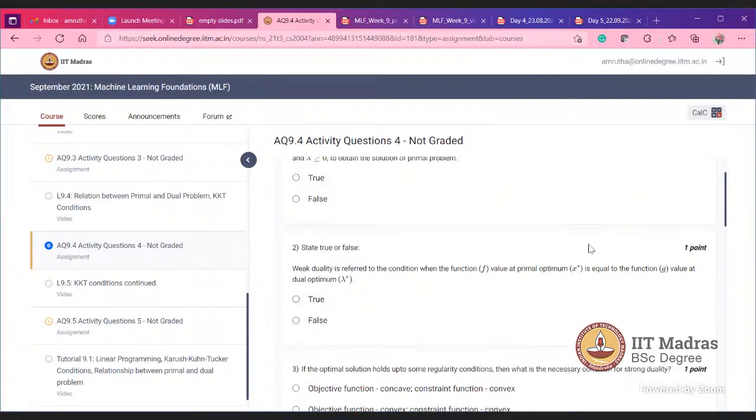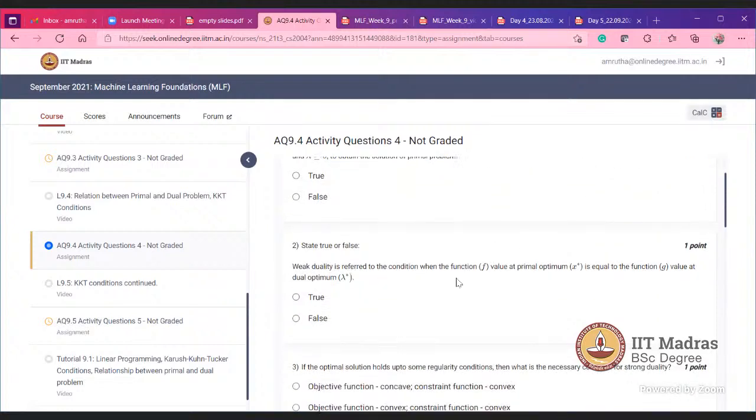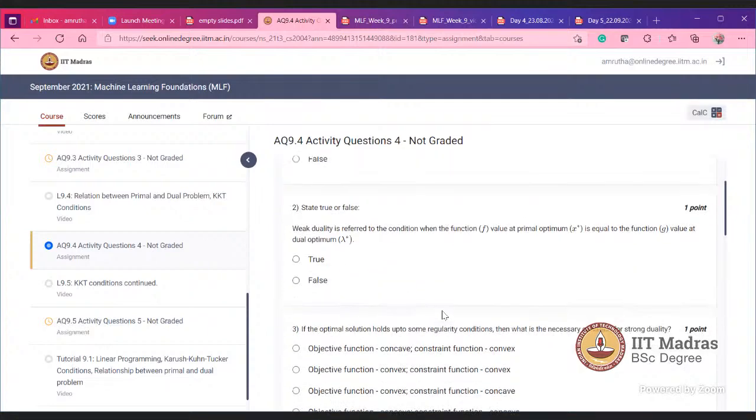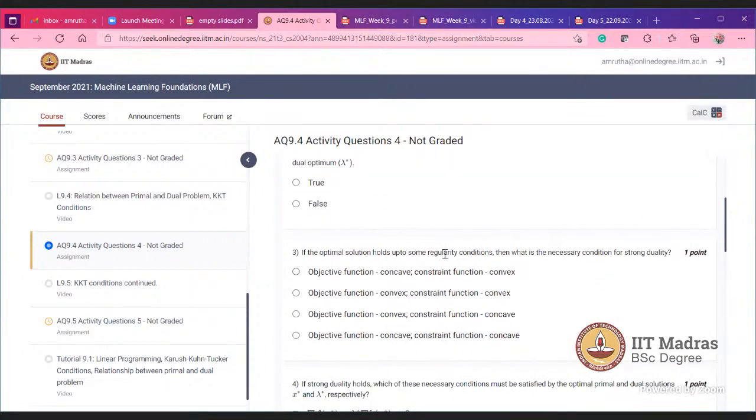Weak duality is a condition where your dual optimum value is less than or equal to the primal optimum, so that is a false statement. For strong duality to hold, we must have both the objective and the constraint to be convex. This is the second.